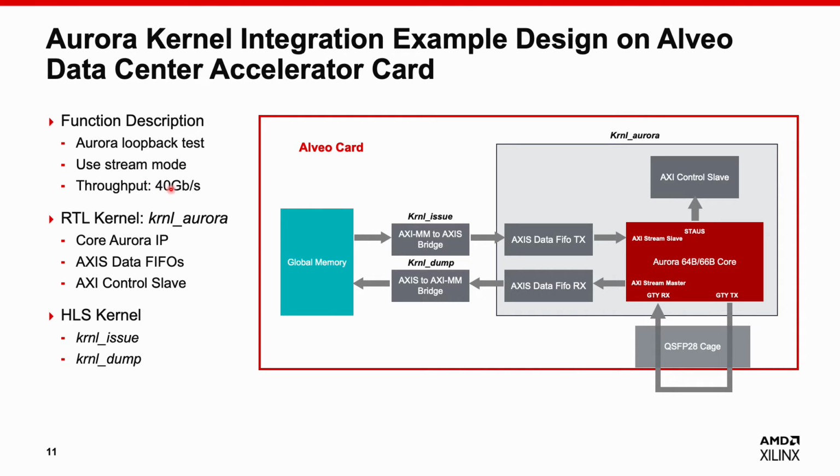It includes 3 Vitis kernels: an RTL kernel integrating the Aurora IP and the data FIFO IPs, an HLS kernel to send data to the Aurora kernel via AXI stream port, and another HLS kernel to receive the data from the Aurora kernel. The transmitted data is generated by the CPU and put into the global memory of the card. Then the data will be sent out via the Aurora IP and received back by the Aurora IP itself. Finally, the received data will be compared with the transmitted data for verification.